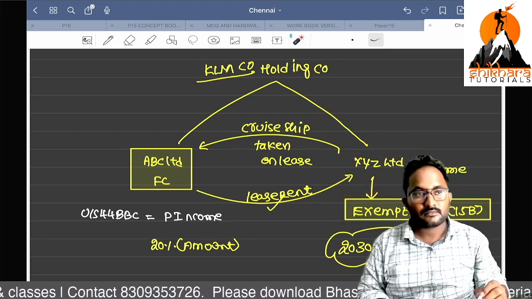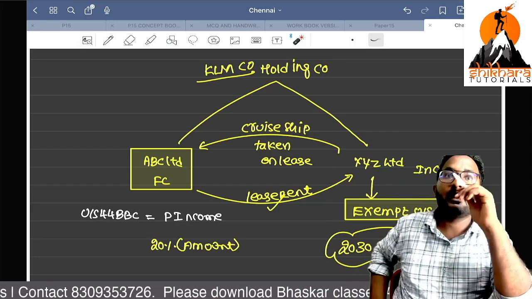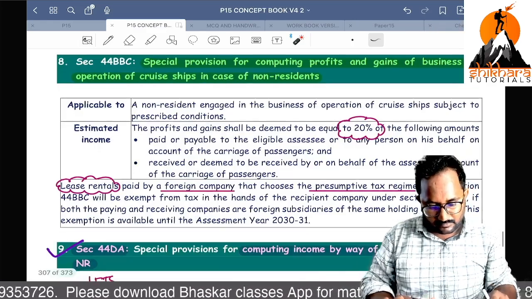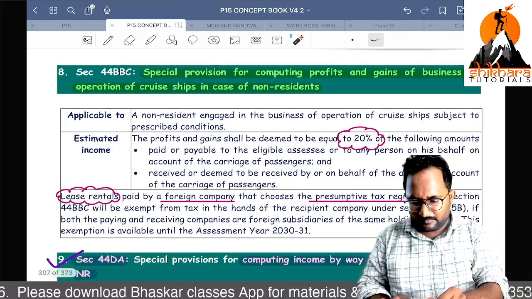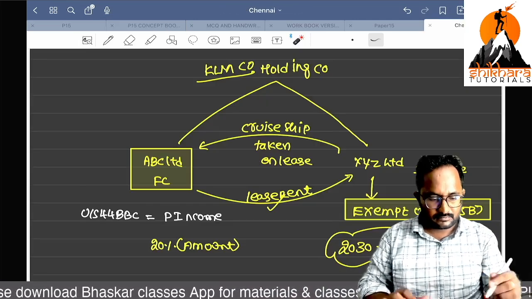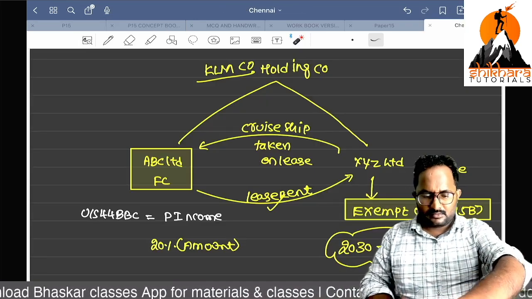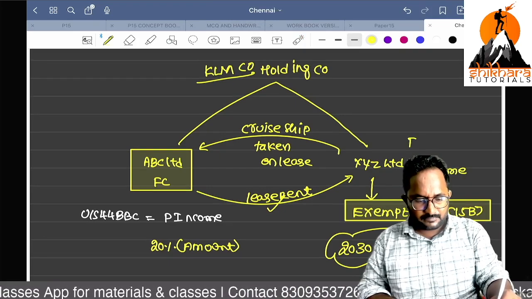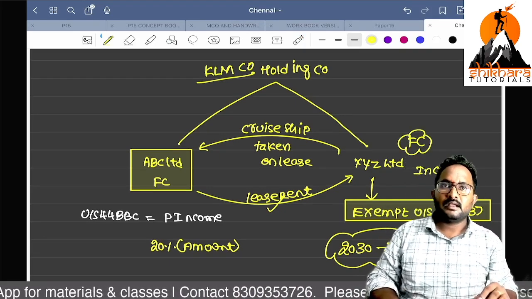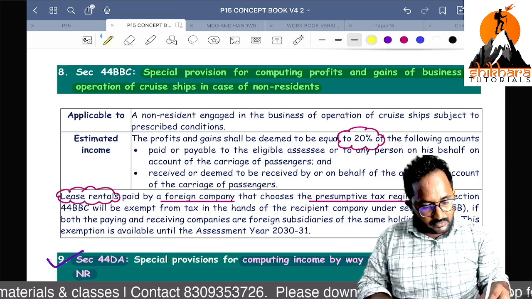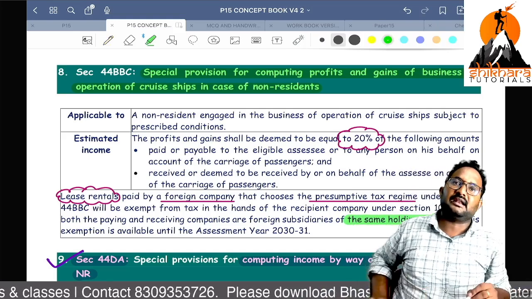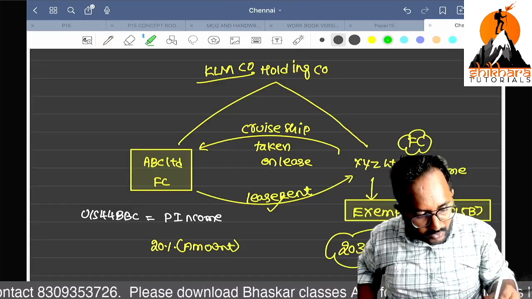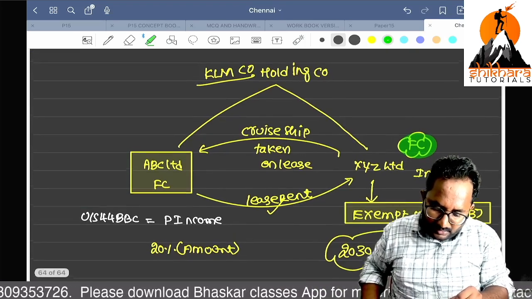Next. Wait, I will check that. That is only what I want to check. Both are foreign subsidiaries of the same holding company. Yes, that is correct. No. These two are foreign companies only. This is also a foreign company. We have not written it, but this is also a foreign company, and subsidiaries of the same holding company. That holding company may be an Indian company also. But these two subsidiary companies are foreign companies. The holding company can be an Indian company, no problem.